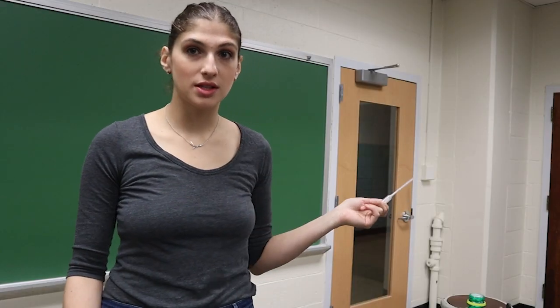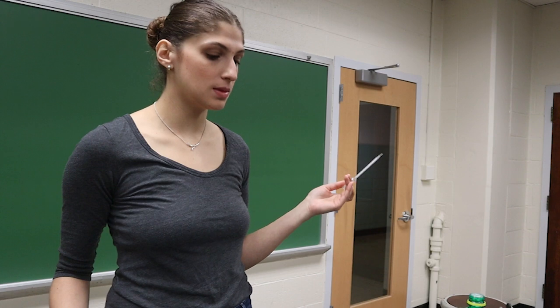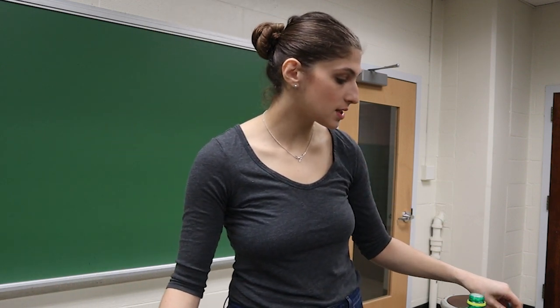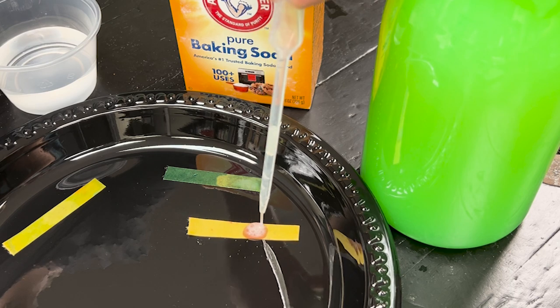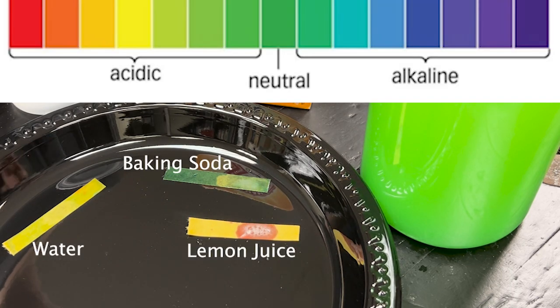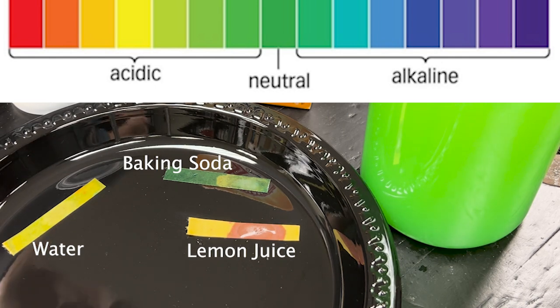Lemon juice is an acidic compound, which means that its pH is much lower than water. If I test this with the pH strip, we see that it exhibits a really vibrant red color, and that indicates a pH of around 3 or 4. So it's much, much lower than the 7 of water.